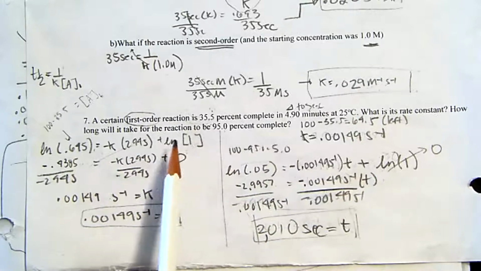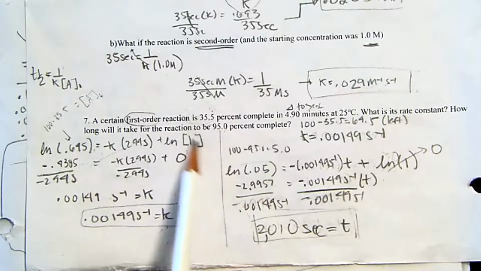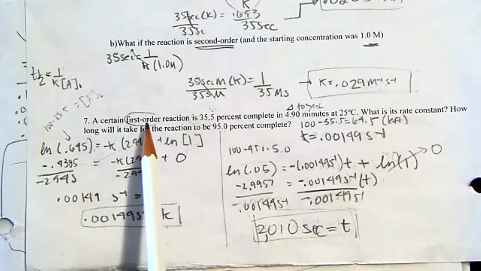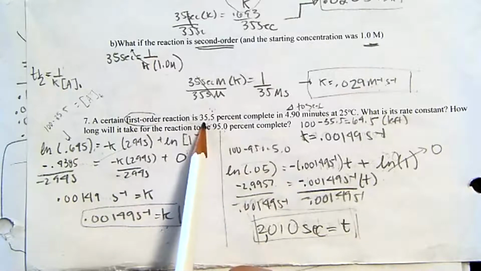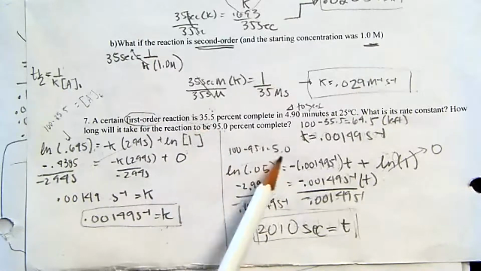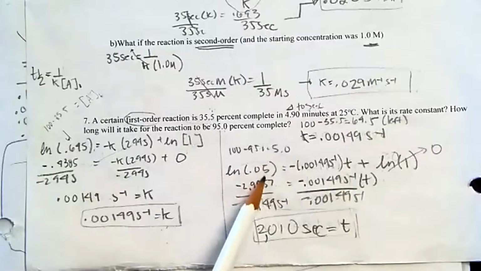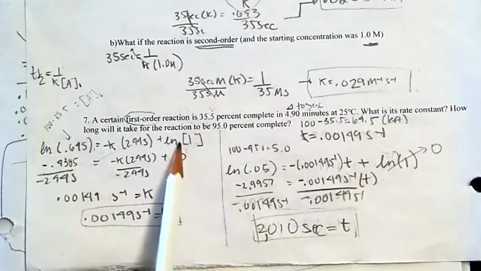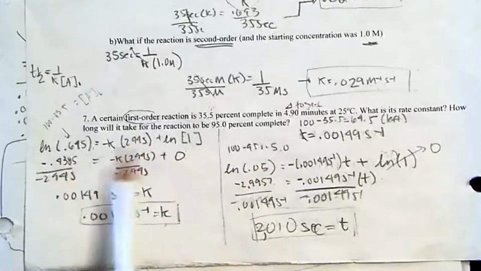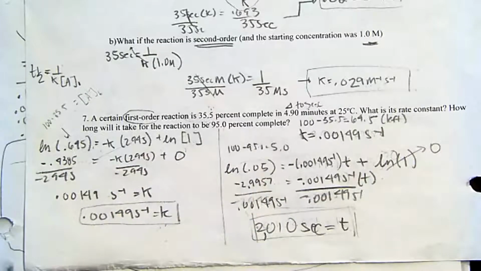How long will it take for the reaction to be 95% complete? So it's first order, and instead of 35.5% complete, it's 95% complete, meaning you only have 5% left. And I started with 1. Natural log of 1 is 0. Same here, natural log of 1 is 0. So then just look at this. And it would take over 2,000 seconds, 2,010 seconds to consume 95% of it if it's a first order, and that was your K constant.